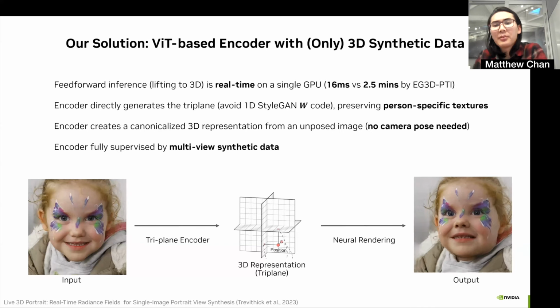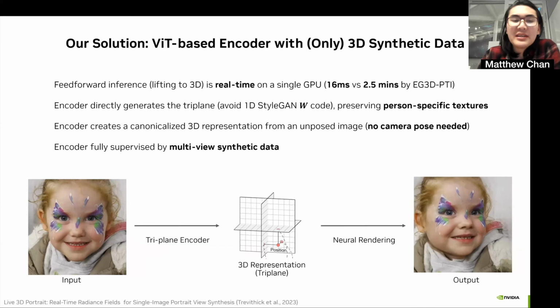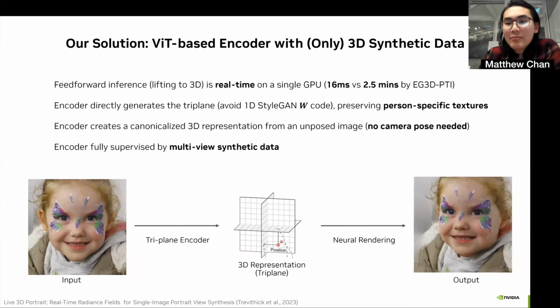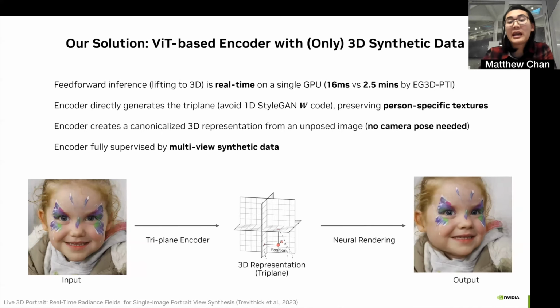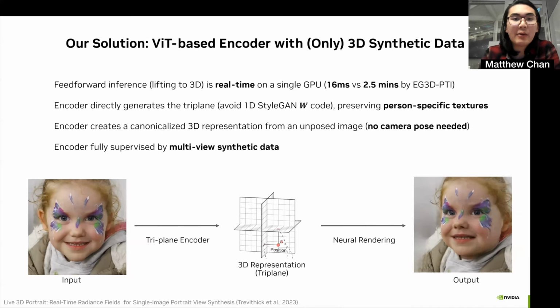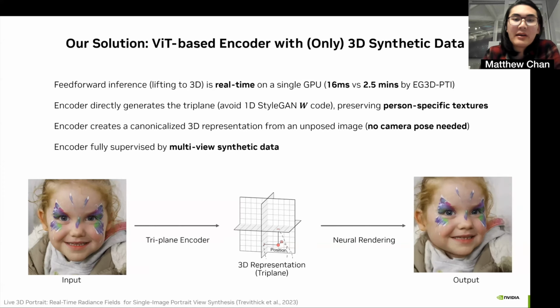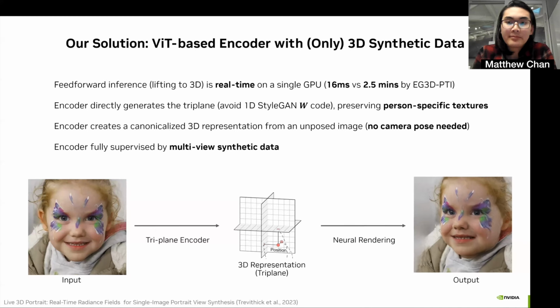Such a method would operate in real time on a single GPU as fast as 16 milliseconds versus the 2.5 or more minutes for GAN inversion. What that means is that we achieve a 10,000 times speed up compared to previous methods.